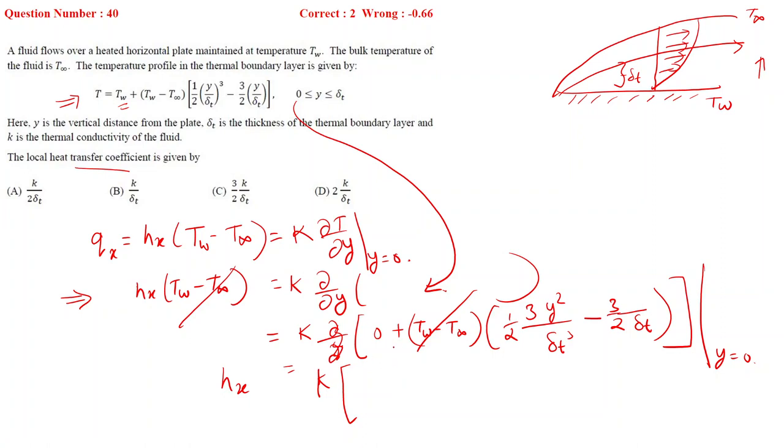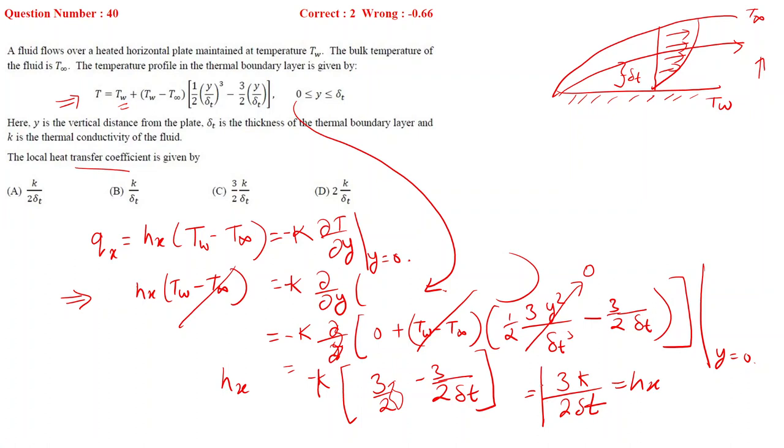then what do we have, 3 by 2. Now we will be putting y equal to 0, so this entire term will get cancelled out and we will be having minus of 3 upon 2 delta T. And yes, in this equation we have this minus over here, so basically Qx will be minus of K times del T by del Y. So ultimately this will be equal to 3K upon 2 delta T. So this is my Hx, that is my local heat transfer coefficient.